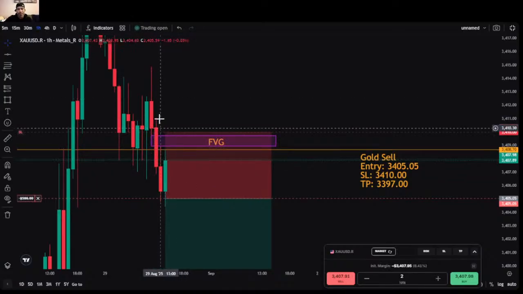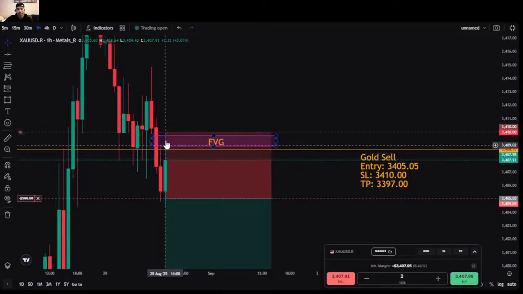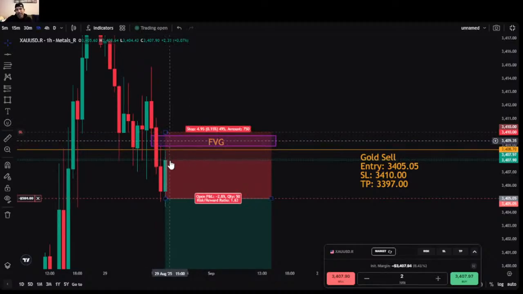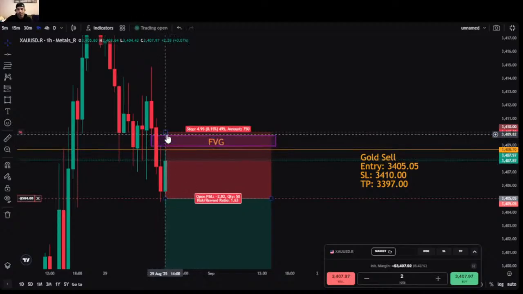But even if it breaks above it, below, the body of the candle can close inside the box and the fair value gap is still valid. What we can't do is break above it.